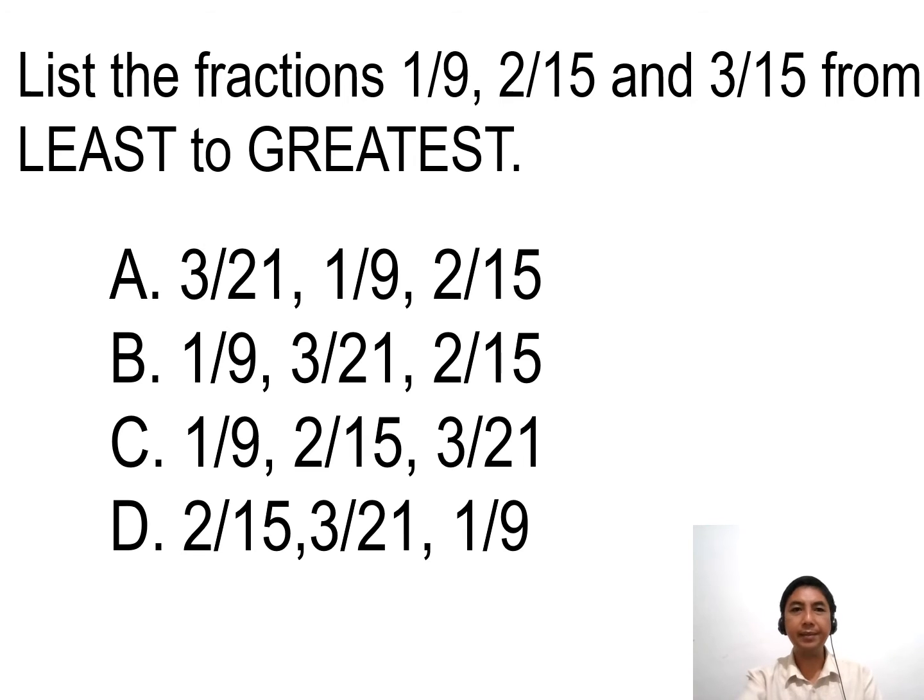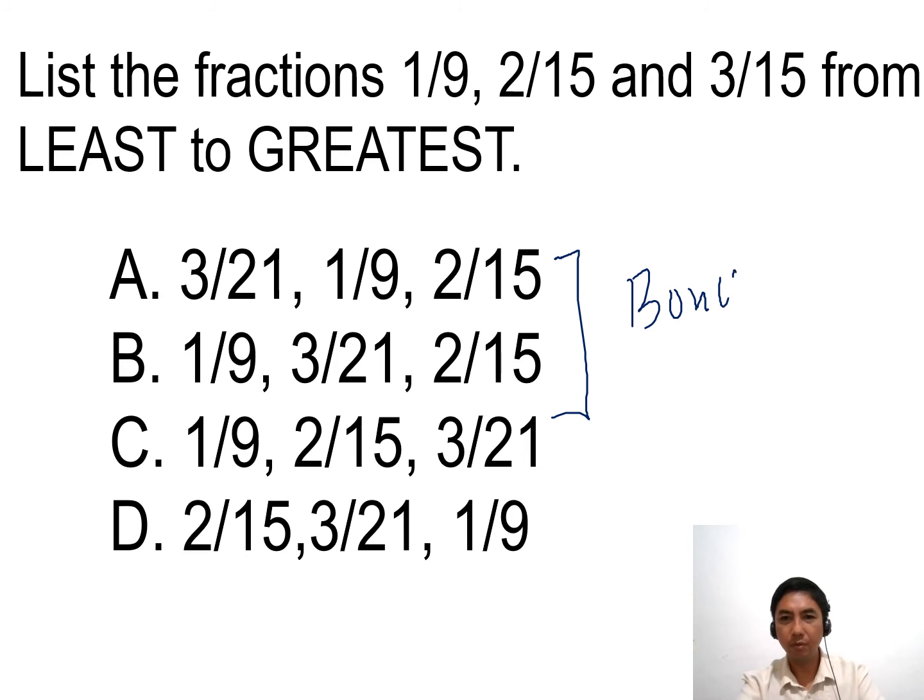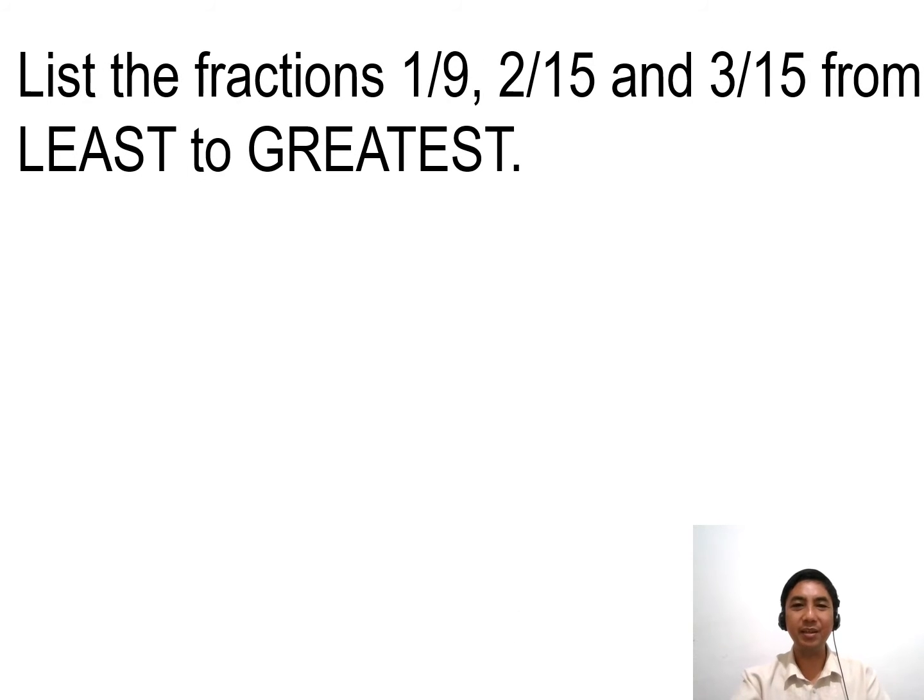Okay, so list the fractions 1 over 9, 2 over 15, and 3 over 15 from least to greatest. Sa choices, wala akong nakikita dyan na 3 over 15. I think it is 3 over 21. Kaya lang doon tayo sa given. So, ito po ay bonus. Okay, bonus ito. Sana merong bonus sa let. Anyway, stick tayo sa given. List the fractions 1 over 9, 2 over 15, and 3 over 15 from least to greatest.